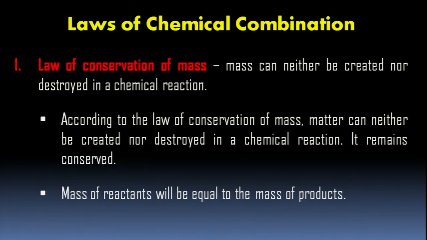Now, the laws of chemical combination. The first law, let us discuss, is the law of conservation of mass. Mass can neither be created nor destroyed in a chemical reaction. According to the law of conservation of mass, matter can neither be created nor destroyed in a chemical reaction. It remains conserved. What does it actually mean? It means that the mass of reactants will be equal to the mass of products.